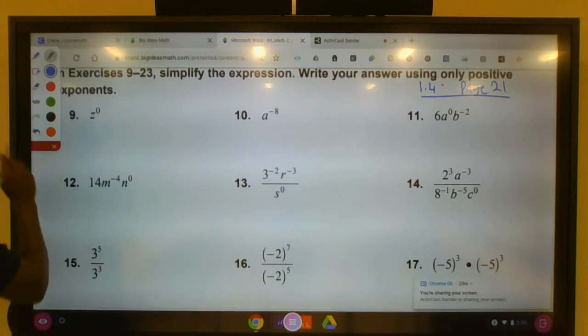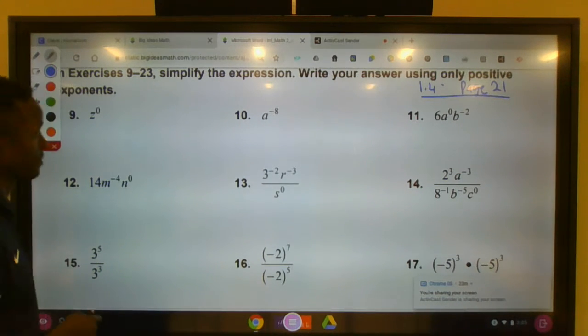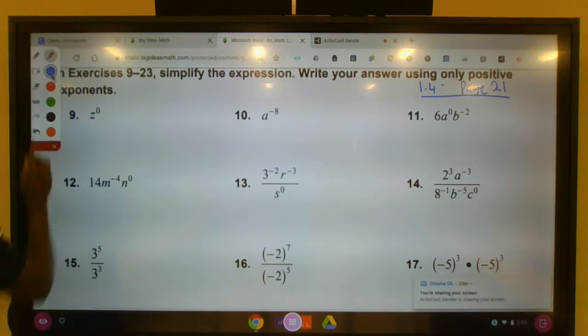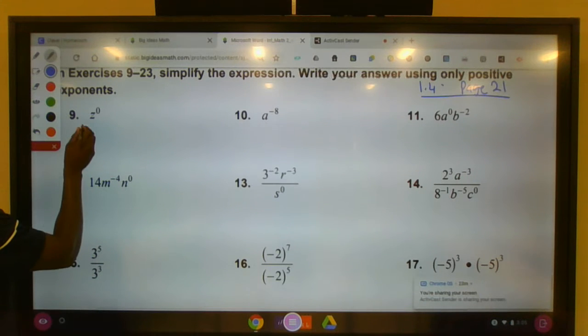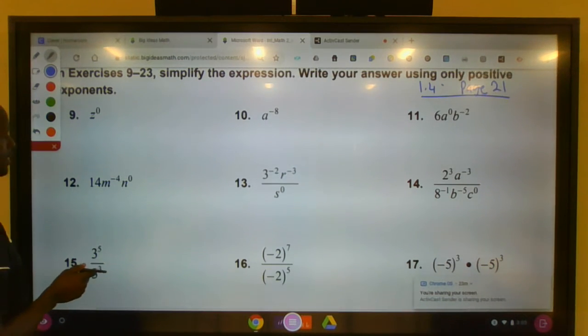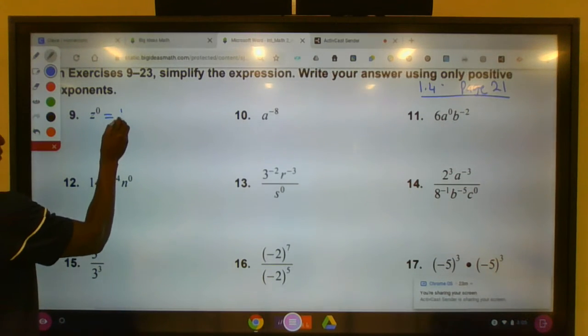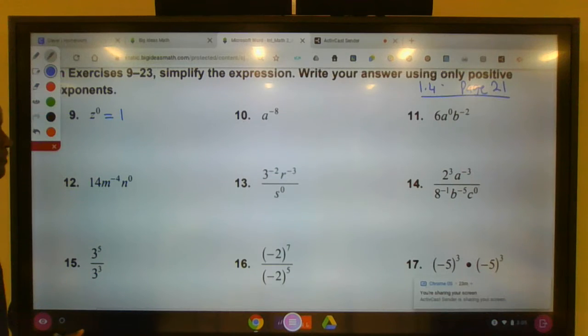Starting with number 1, if you can recognize the exponential property being used, a lot of these problems are pretty easy, or should be easier. So starting with number 9, z to the exponent 0, we know by the 0 exponent property that anything raised to the 0 power is just 1. So we're done with that.